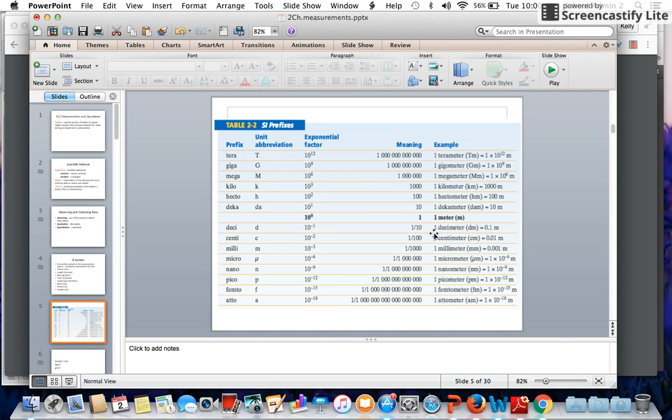And going below a meter is smaller than a meter. 1/10 of a meter is 1 decimeter. So you have to have 10 decimeters to make 1 meter. 1/100th of a meter is a centi. So you need 100 centimeters to make 1 meter.